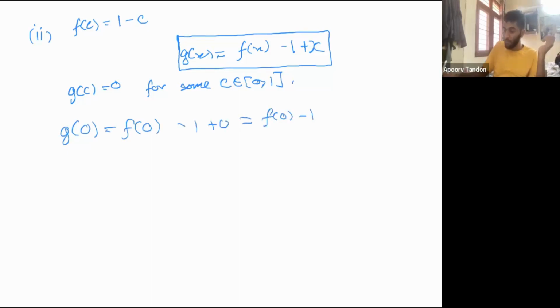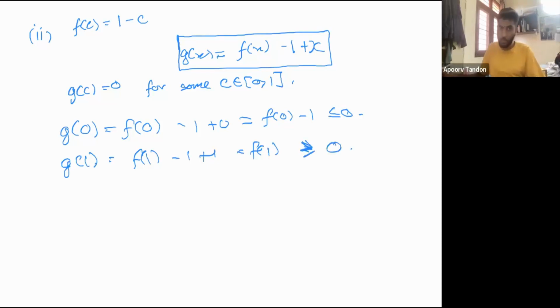minus 1, which is of course less than or equal to 0 by the same reasoning we used for the previous subpart, that the range of f of x is 0 to 1. So the maximum value f of 0 minus 1 can attain is 0, and otherwise it will be negative. Similarly, if we look at g of 1, that will be f of 1 minus 1 plus 1, which is f of 1. And looking at the range of f of x, we can conclude that f of 1 is greater than or equal to 0.